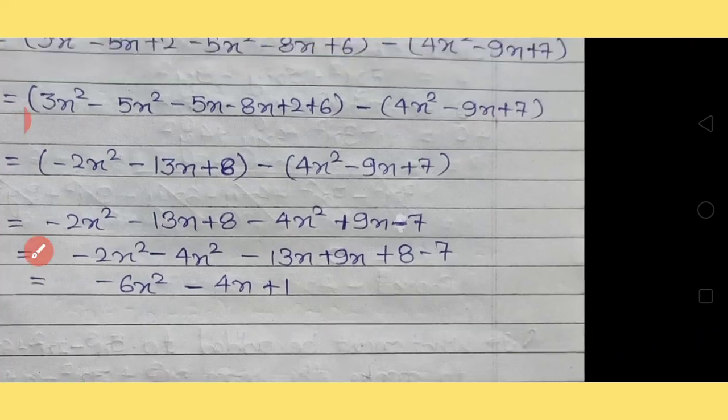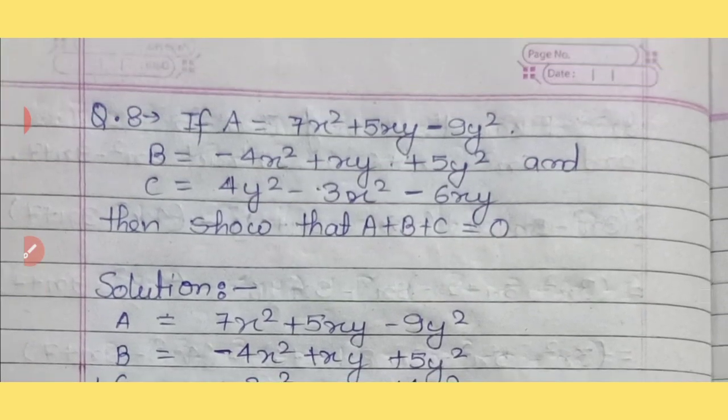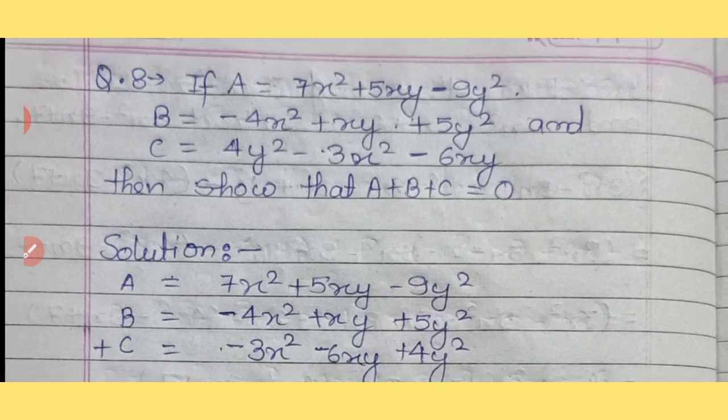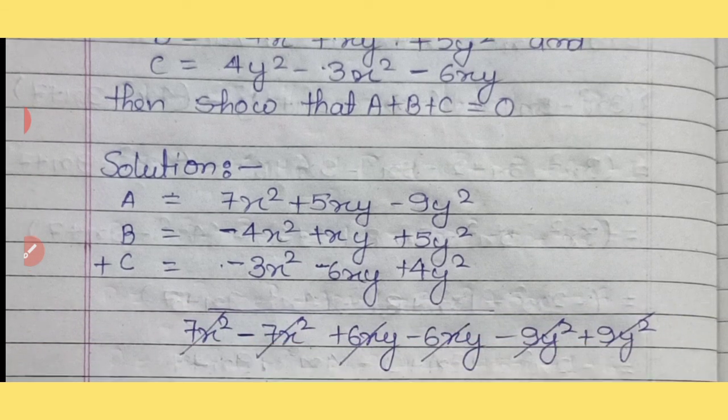Next question. Question number 8. It is a very interesting question. It is given that a is equal to 7x square plus 5x minus 9y square, b is equal to minus 4x square plus xy plus 5y square, and the value of c is given as 4y square minus 3x square minus 6xy. It is telling us to show that the sum of all these three expressions will be 0, meaning a plus b plus c is equal to 0.